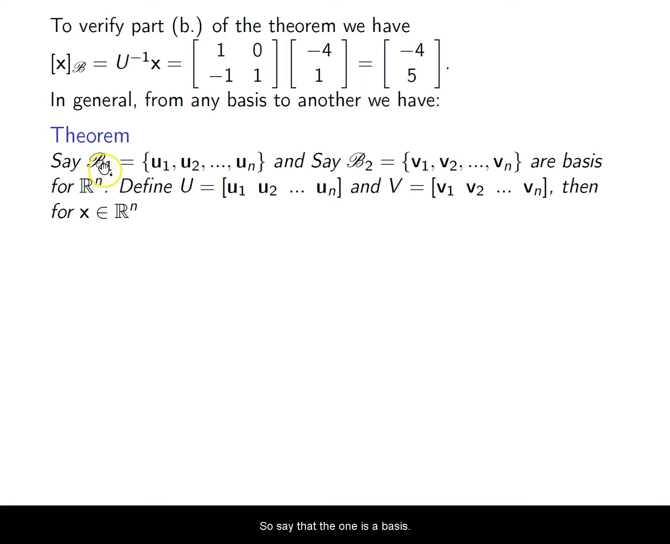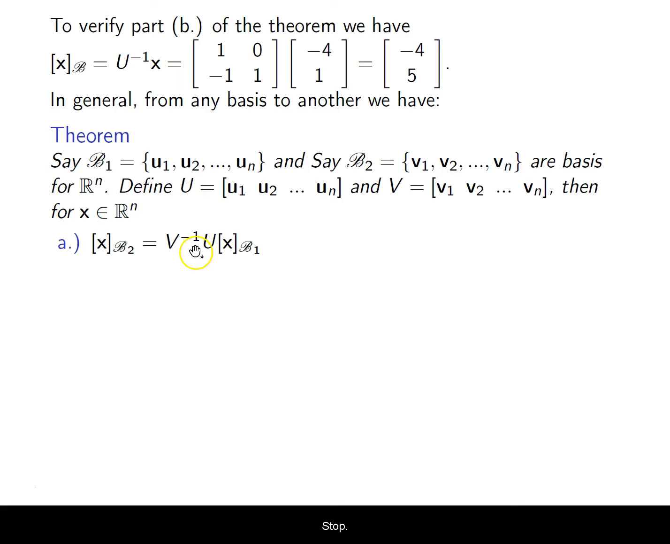Okay, so say that B1 is a basis, and B2 is also a basis. B1 is the U's, B2 is the V's, right? These are in Rn, so that's n vectors with n elements each. That means U and V are both n by n matrices, which is what we need. Let's say that U as a matrix looks like this. Each U is a column vector, and likewise V is formed from the column vectors of the basis here. Then again, let's say we have some random x in Rn. We can think of this x as being in the standard basis, right? It's just a regular vector in our standard Rn.